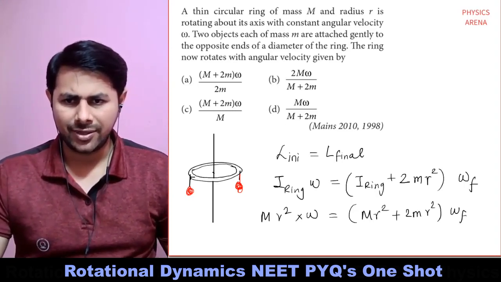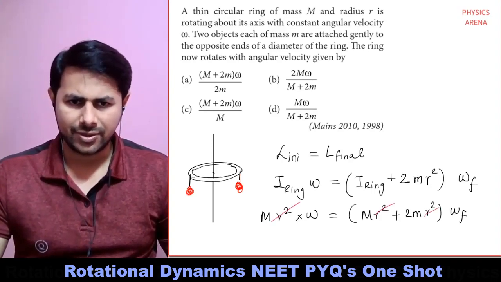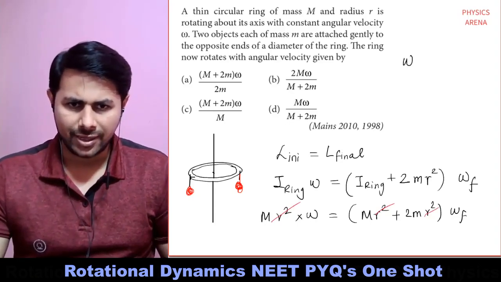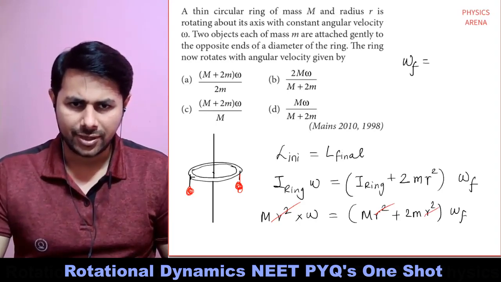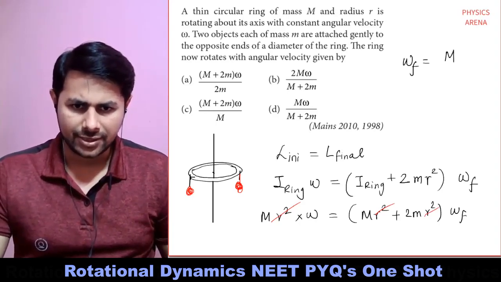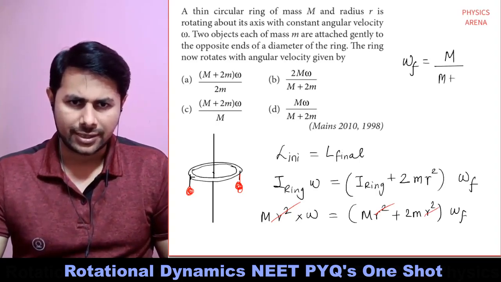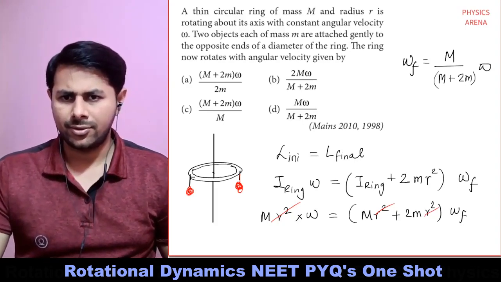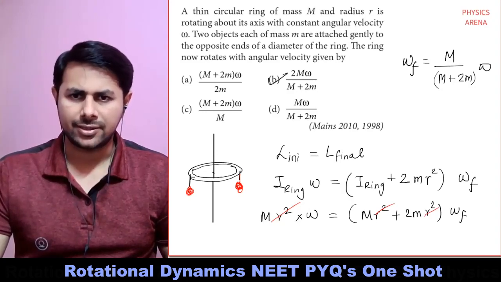So this r square gets cancelled out. R square, r square, r square, you can take common and cancel it out. So omega f is equal to, on the left hand side you have M, and you can take this M plus small 2m, on that side it goes in the denominator, multiplied by omega. So option B is the answer.